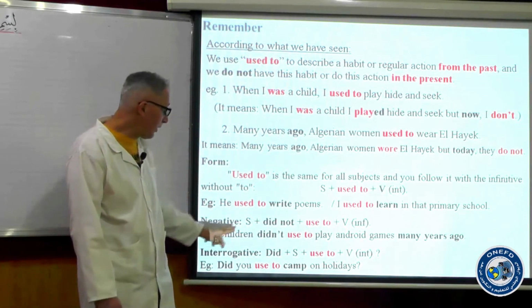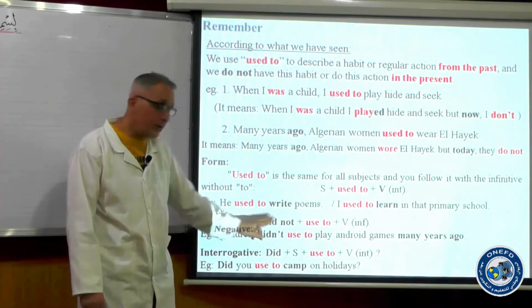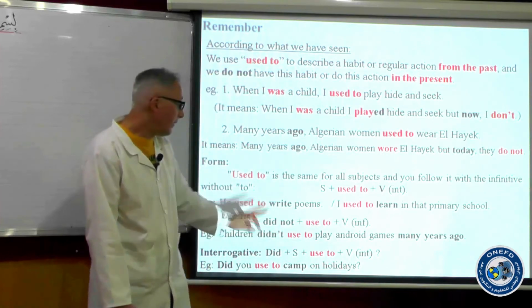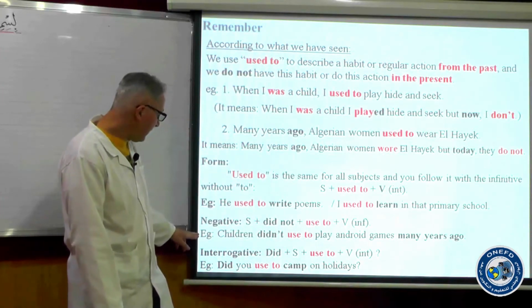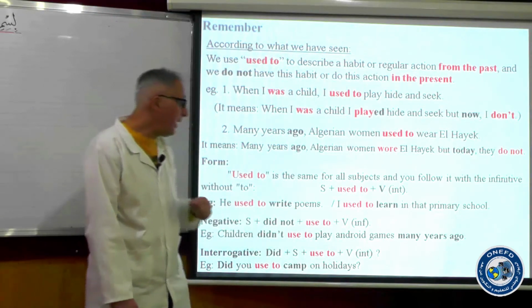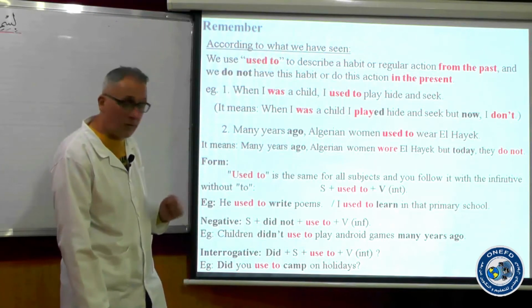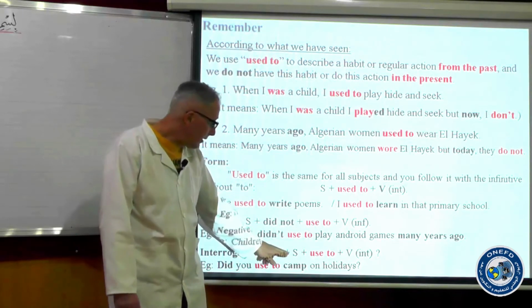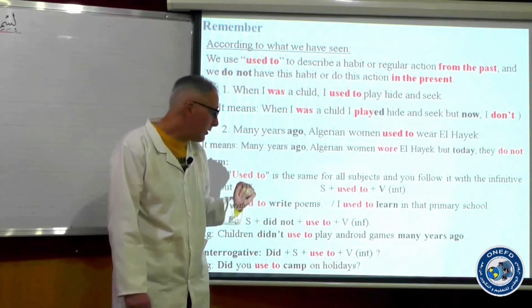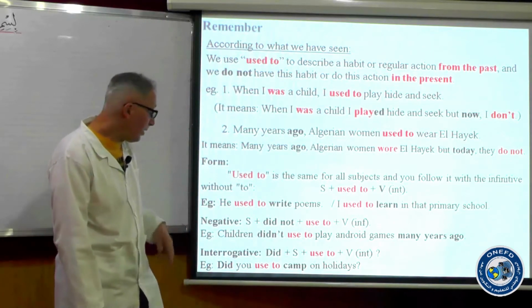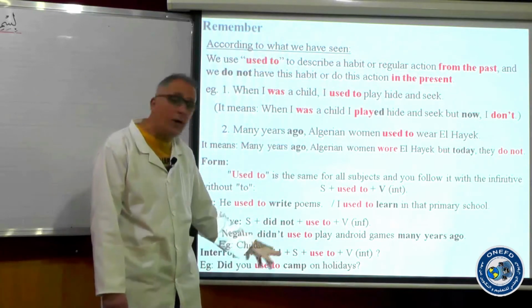The negative form, we put did not. Subject, did not use to, and the infinitive. Example, children did not or didn't used to play Android games many years ago. The interrogative, did, subject, use to, and the verb in the infinitive. Example, did you used to camp on holidays?